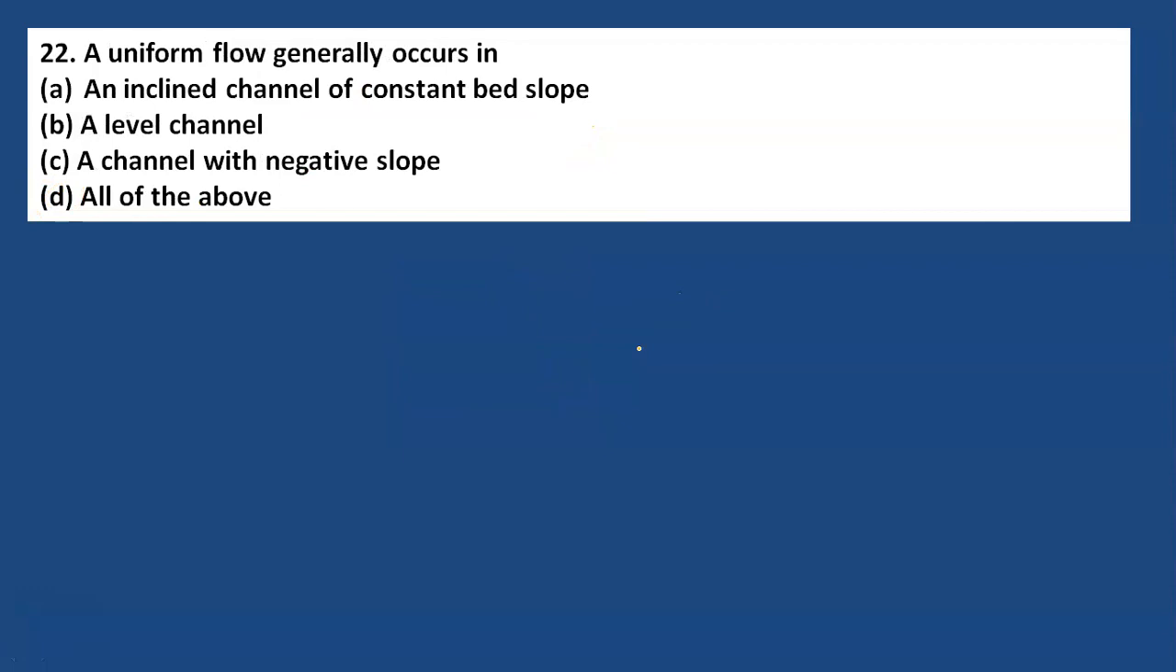Next question. A uniform flow generally occurs in. In the first question only we discussed this uniform flow. It generally occurs in the inclined channel of the constant bed slope. Okay, option A is the correct answer.